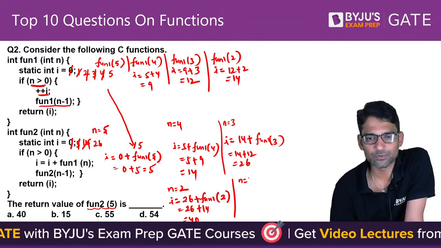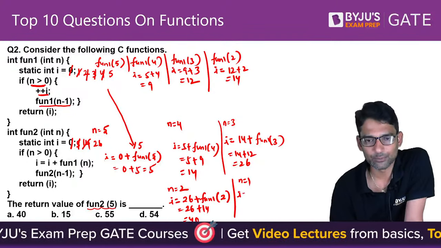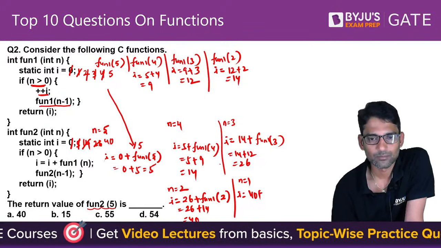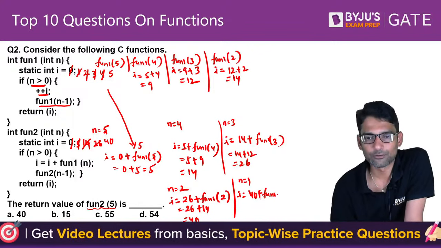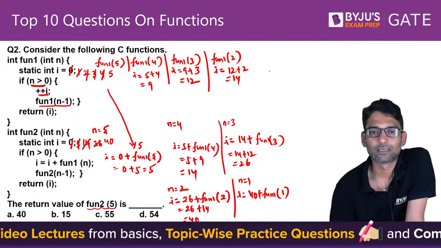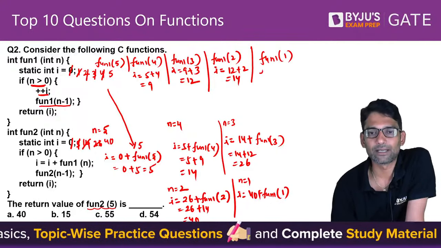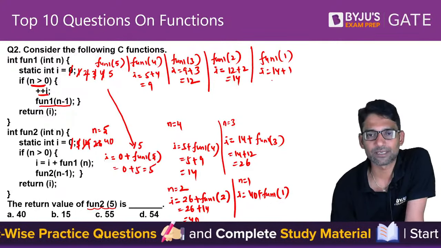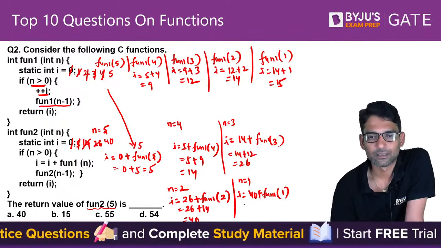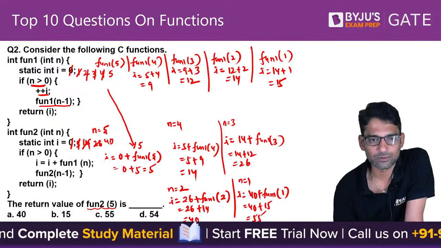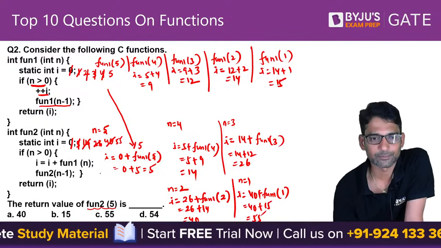Now n becomes 1. So I value becomes 40 plus Fun1 of 1. What is Fun1 of 1? It is incrementing I value by n times, that is 1 time 15. So 40 plus 15, 55. So I value became 55.